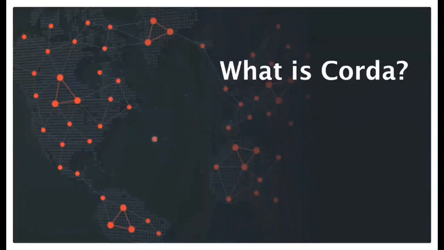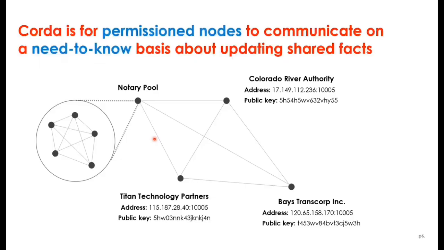Let's discuss what is Corda. So Corda is what we call a permissioned network to communicate on a need-to-know basis between entities about what we'll call a shared set of facts.